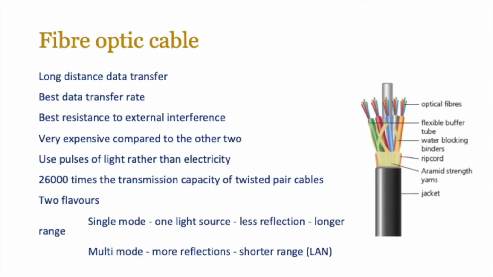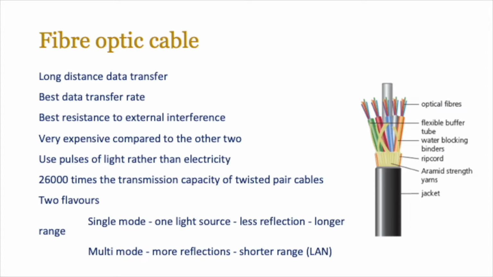The next cable on our list is the fiber optic cable. Now this enables long distance data transfer. It has some of the best data transfer rates. It has the best resistance to external interference. However, it's very expensive compared to the other two. Fiber optic, just as the name goes, with the word optics in it, it basically uses pulses of light rather than electricity. The other two cables that we discussed all work with electricity. This one works with pulses of light.